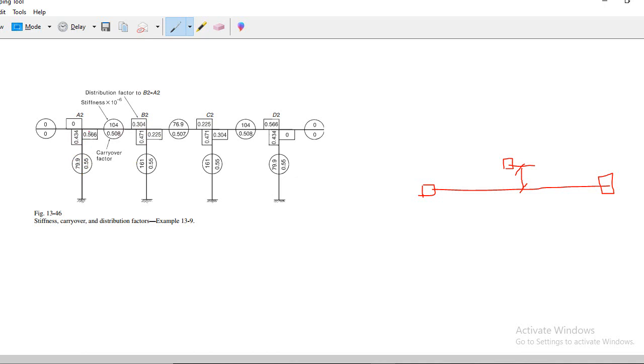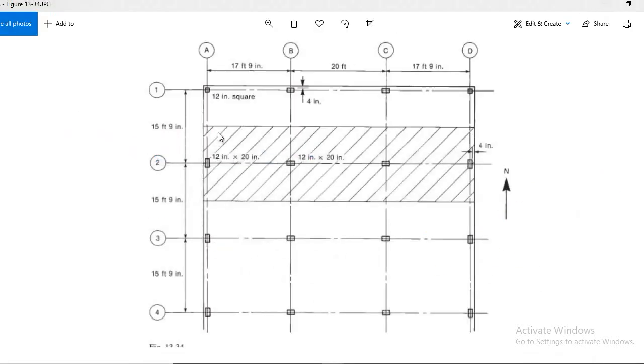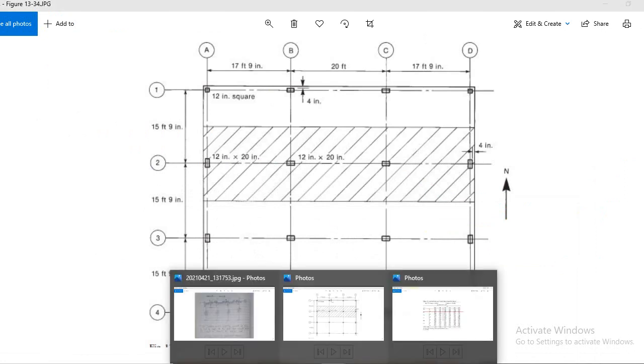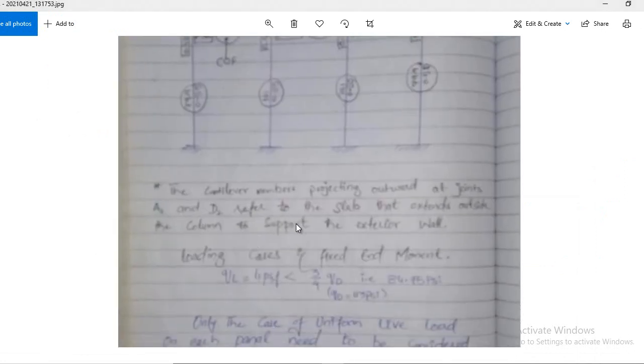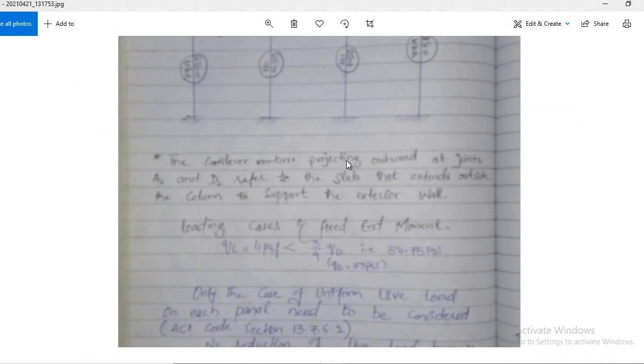For this A2 column, we will plug all these data into our moment distribution table. You will see, and this is the cantilever portion. All the things are 0 for this cantilever portion. Now the rest of the things are the same. You see here the cantilever portion is projected, and we will account for this in our moment distribution table.